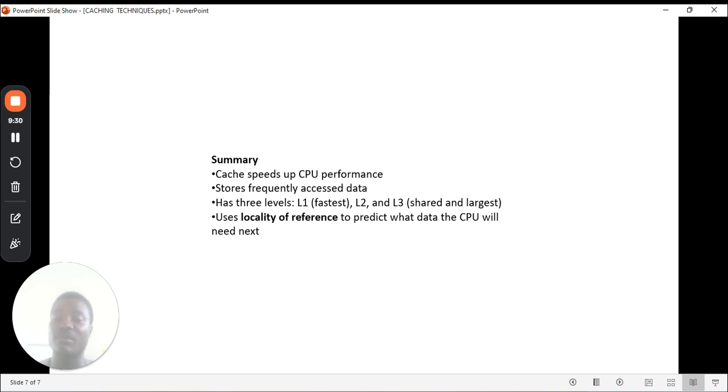But today our focus is that we are able to know the definition of cache memory, know the levels of cache memory, what it does, and their features. Able to understand that there are three levels: the first level is very fast, the second level is large, and the third level is also large, but they share data in common. And it uses locality of reference to predict what data the CPU will need.